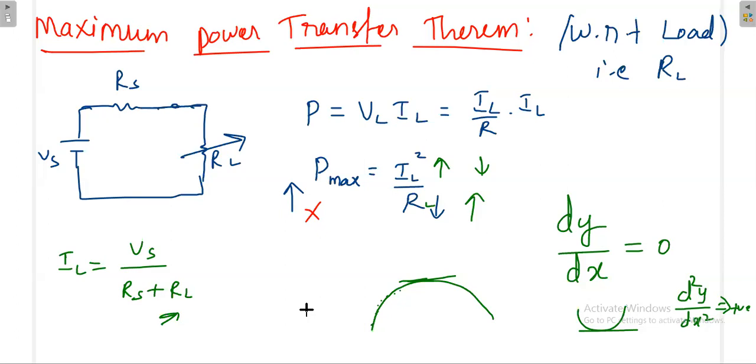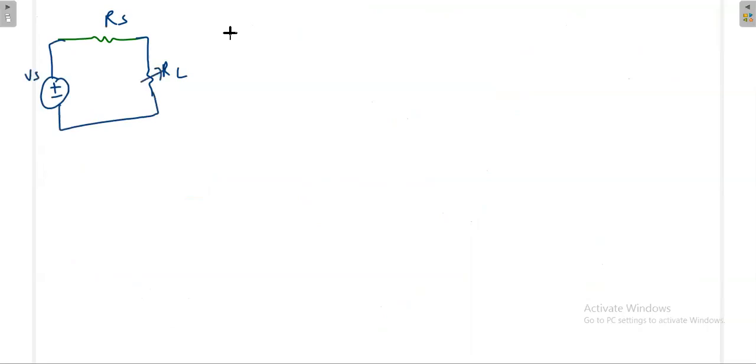Okay, maximum power transfer theorem. Now IL is equal to Vs divided by Rs plus RL. Now the power is equal to I square RL. Okay, now next page I will write. This is your circuit diagram: Rs, this is RL, Vs, this is variable. So you are having this equation, I is equal to what? Vs divided by Rs plus RL.